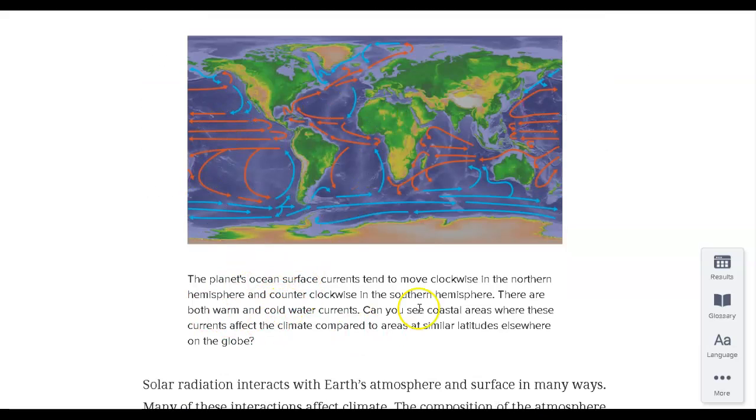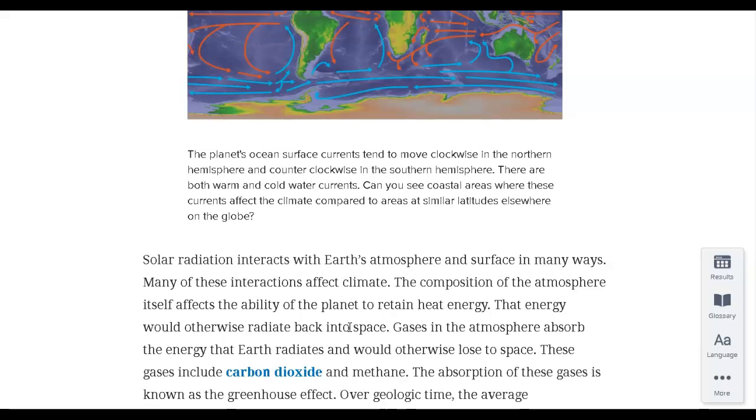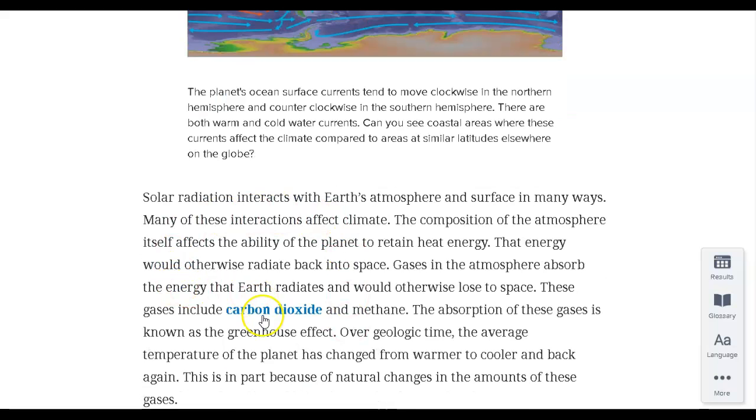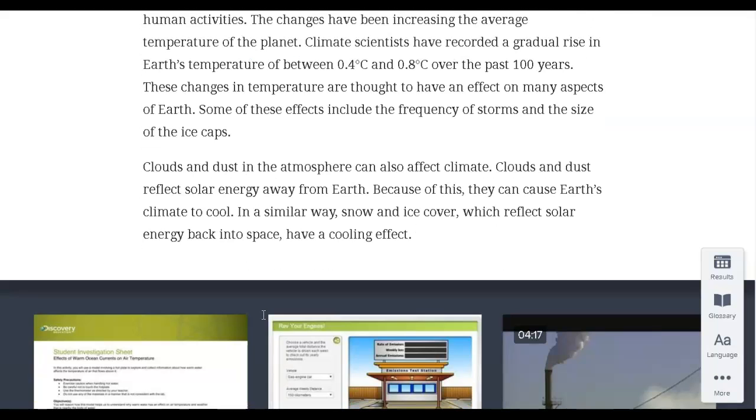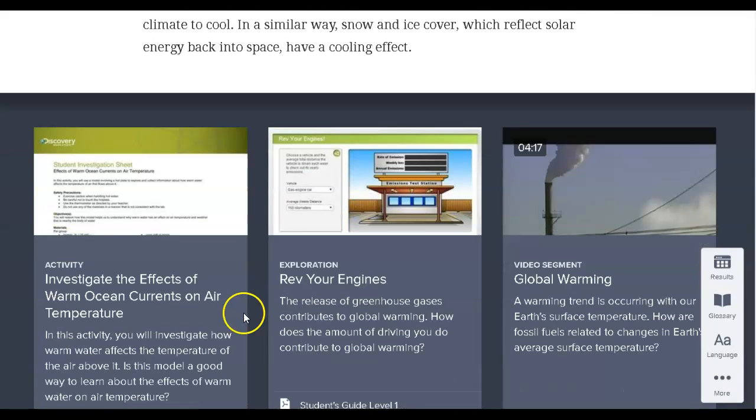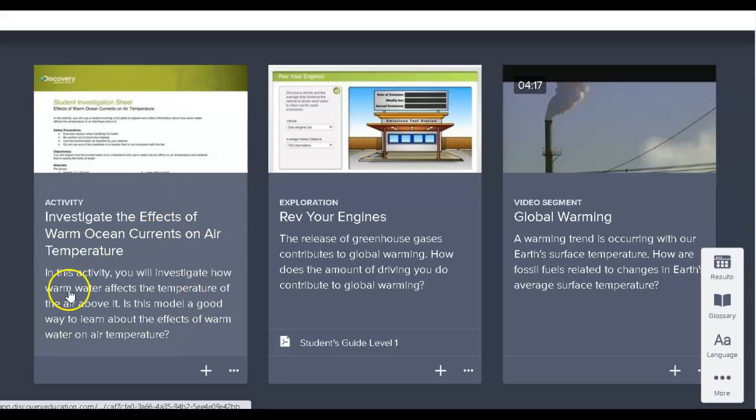Check out this cool visual that models how ocean surface currents travel around the world's oceans. Keep reading. Ooh, you can check out carbon dioxide in the glossary if you would like. Here are 3 activities. Don't worry about this first one.